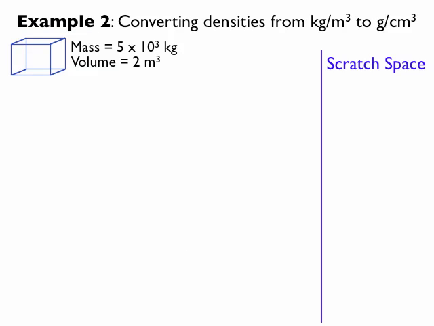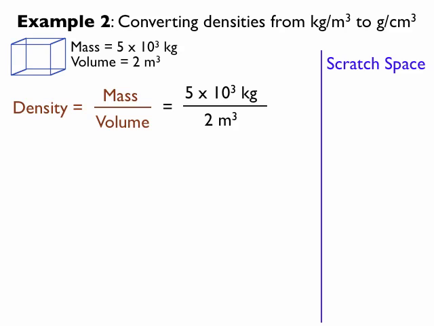For our next example, let's find the density in grams per cubic centimeter of a box with a mass of 5,000, or 5 times 10 to the third kilograms, and a volume of 2 cubic meters. Density is mass divided by volume, so the density of the box is 5 times 10 to the third kilograms divided by 2 cubic meters. To convert this density to grams per cubic centimeter, we need to convert the kilograms into grams and the cubic meters into cubic centimeters. Let's start with the kilograms.